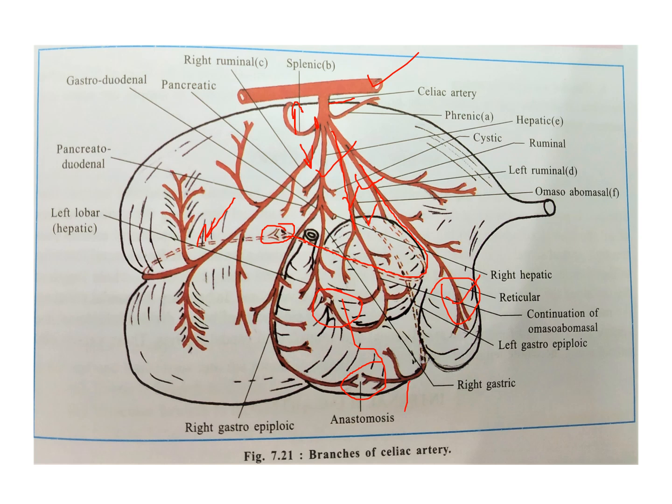This is the left gastroepiploic anastomosing with the right gastroepiploic, and this is the left gastric which anastomoses with the right gastric artery. So this was all about the different branches of the celiac artery, which supplies the different parts of the rumen, the pancreas, the liver, and other organs.